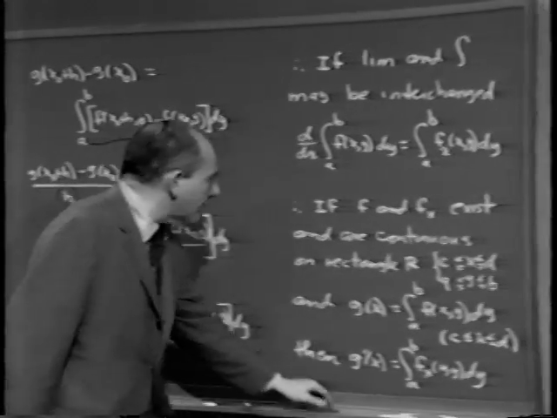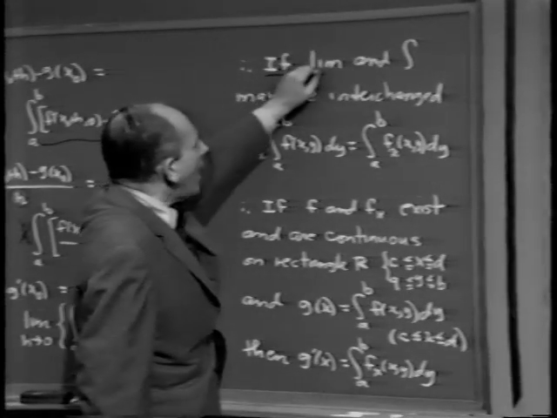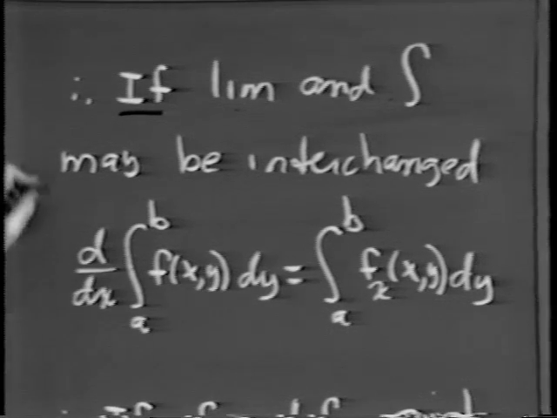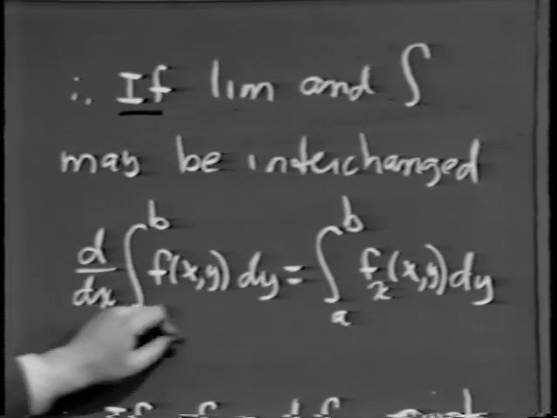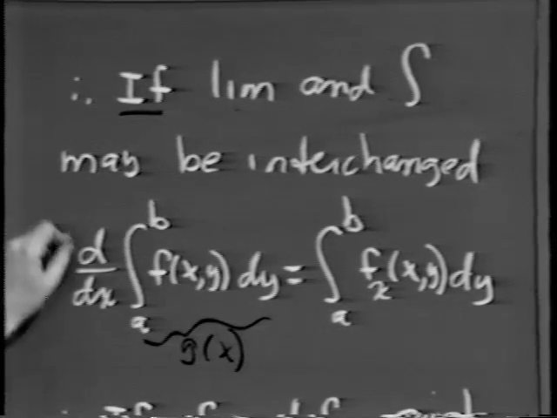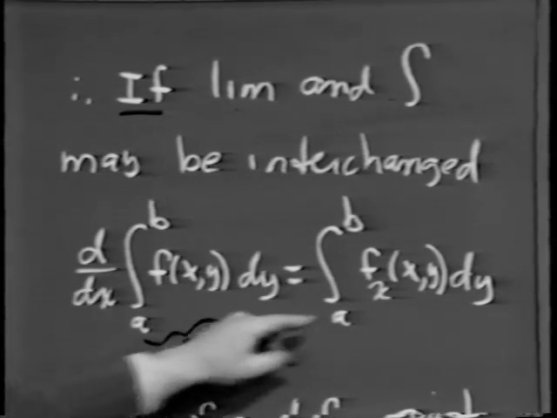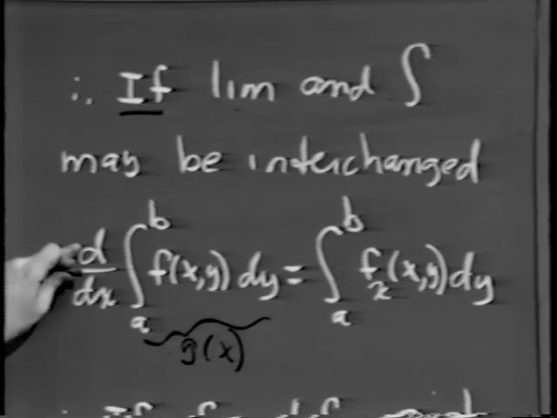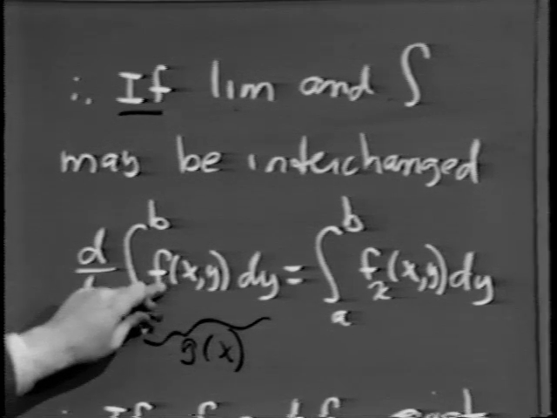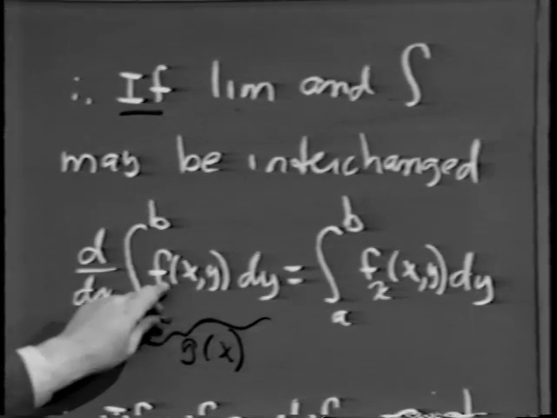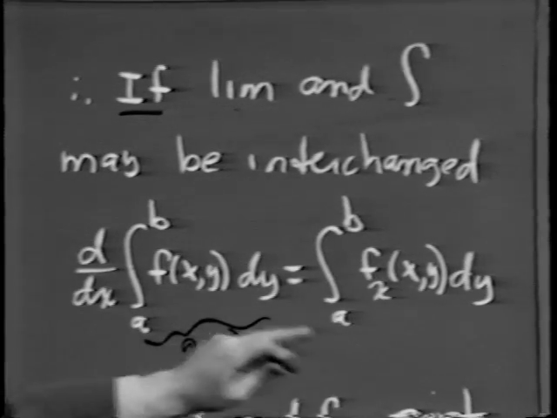let's simply summarize by saying if the limit operation and the integration operation can be interchanged, then the derivative, which, see, this thing here is what? This is my g of x. The derivative of g of x with respect to x has the very delightful form that essentially all I have to do is take the derivative operation, come inside the integrand, and replace the derivative with respect to x by the partial derivative with respect to x.